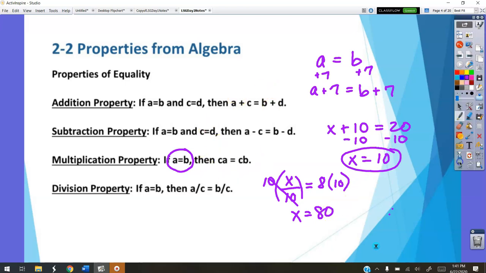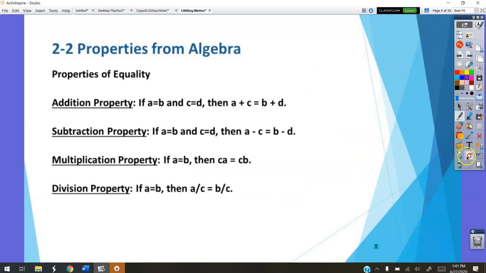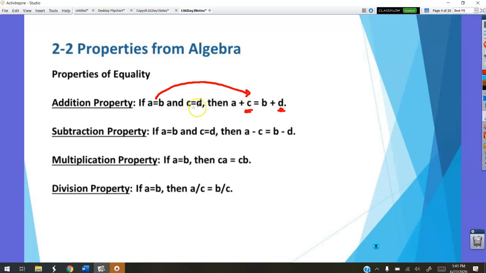So again, if you're trying to identify what property it is, it's easiest to look at what happens. We started with this, and then we added two equal things to both sides. Or here, I started with a equals b, and then I subtracted something from both sides. Started with a equals b, I multiplied by the same thing. And last but not least, I started with a and b, and I divided the same thing on both sides. So it's pretty easy to see. These are called properties of equality.